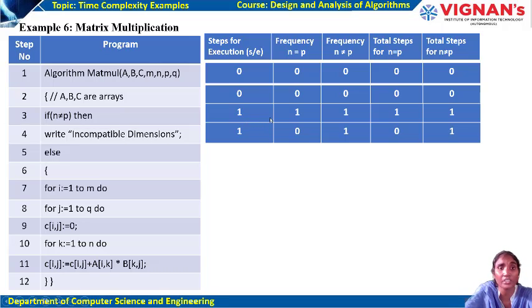Otherwise we will check the condition, and checking the condition is mandatory. That's why S/E is 1 and for n equal to p, it is 1. These are all 1. But we will write the statement only when this condition is satisfied. In which case is this condition satisfied? n not equal to p. Frequency, so 1. And the total steps is 1 into 1, 1.